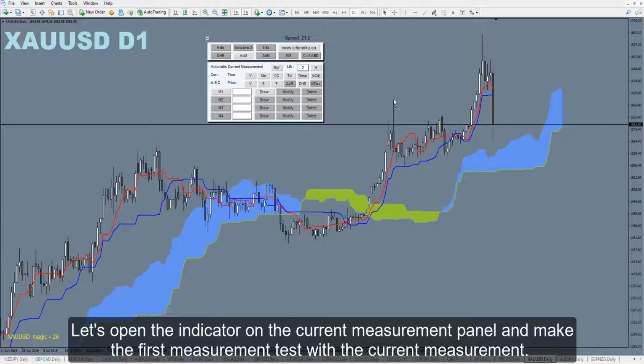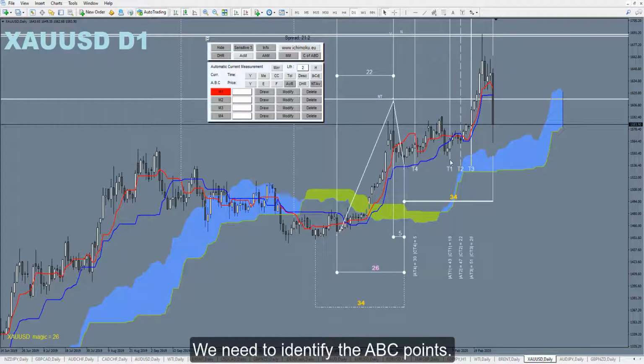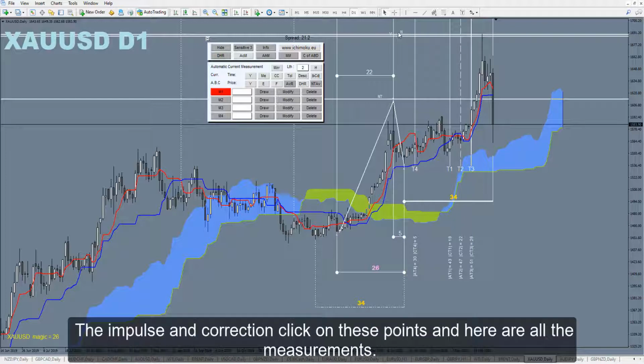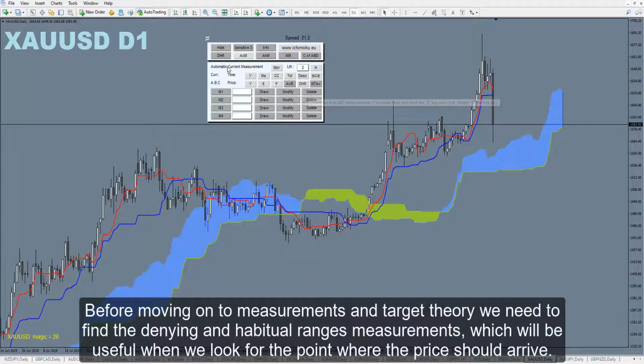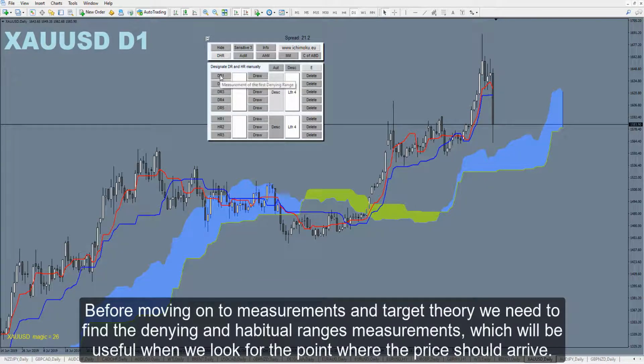With the current measurement, we need to identify the A, B, C points. The impulse and correction. Click on these points and here are all the measurements. For moving on to measurements and target theory, we need to find the denying and habitual ranges measurements, which will be useful when we look for the point where the price should arrive.